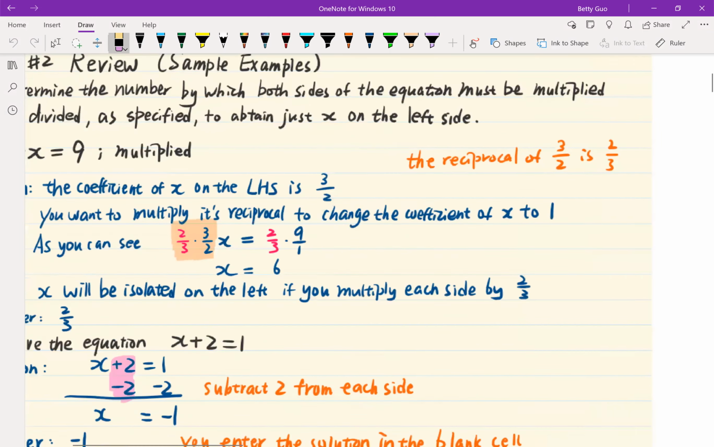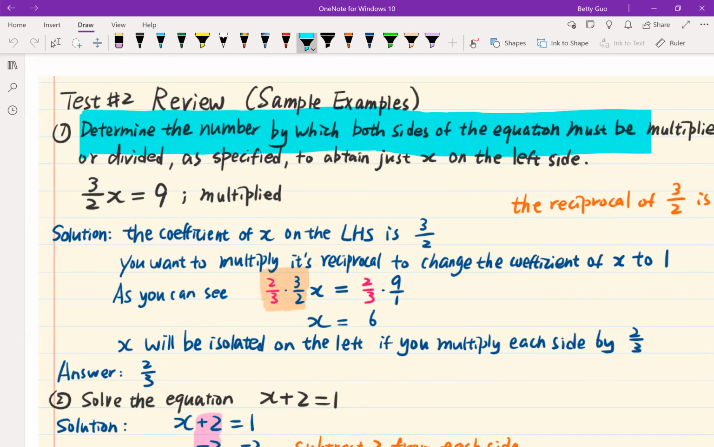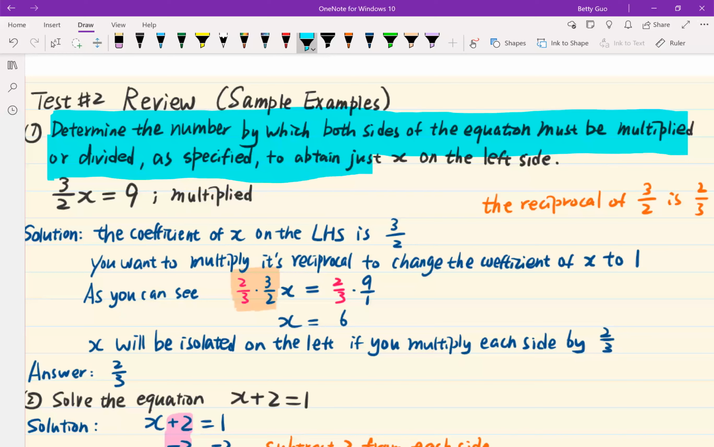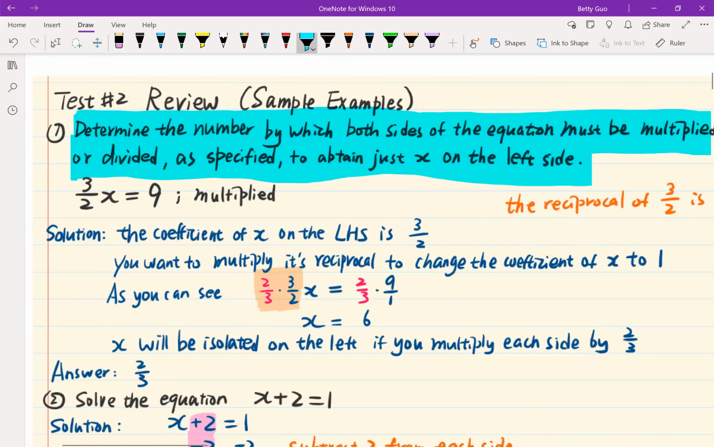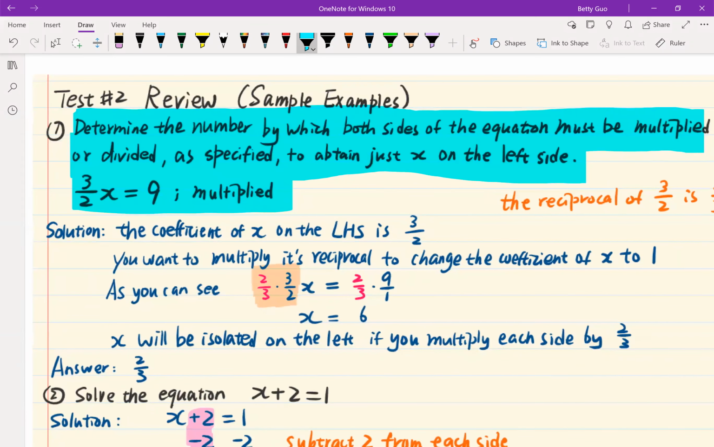The first problem, determine the number by which both sides of the equation must be multiplied or divided as specified to obtain just x on the left side. Okay, so let's look at the problem. Only look at the part that I highlighted in blue. Determine the number by which both sides of the equation must be multiplied or divided as specified to obtain just x on the left-hand side.